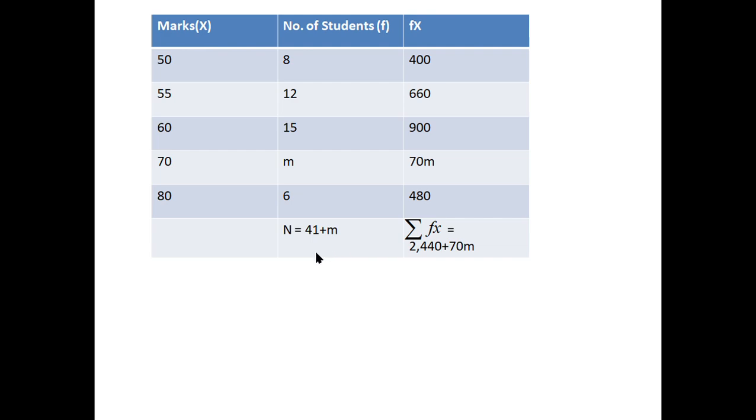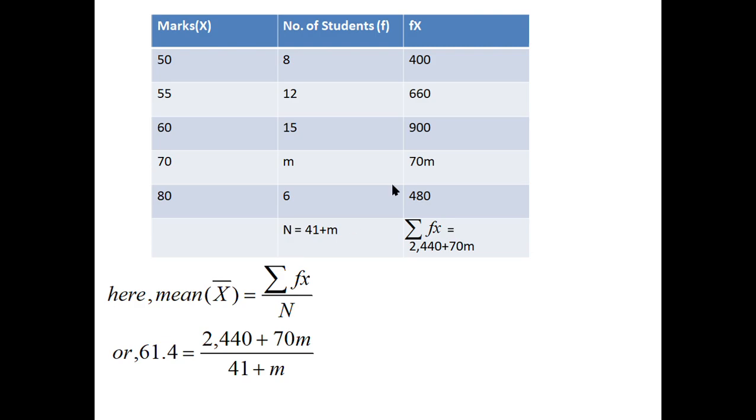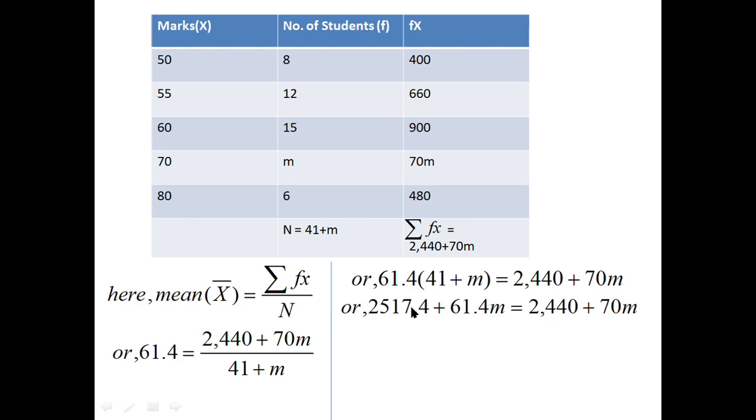Now the mean is given, so let's use the formula of mean as we did before. So mean is summation fx divided by number. In place of mean, we'll keep the given value 61.4, in place of summation fx we will keep 2440 plus 70m, and in place of number we'll keep 41 plus m. After that we have to do cross multiplication. So 61.4 and 41 plus m get multiplied, and this 2440 plus 70m will remain the same. After that we have to open the bracket. So 61.4 gets multiplied by 41 and m, and that equals 2440 plus 70m.